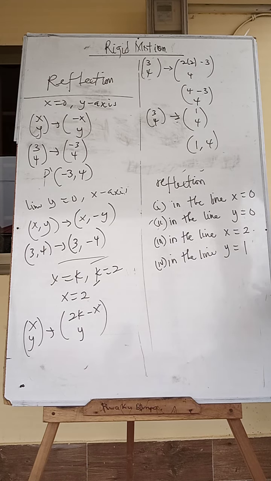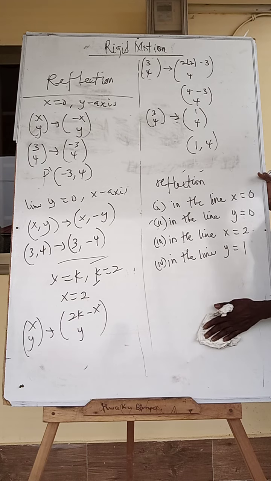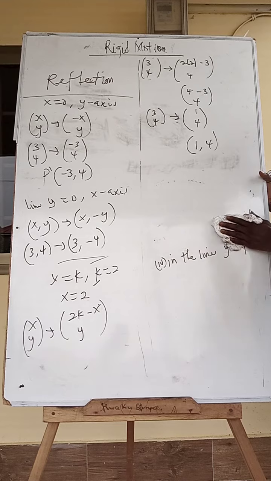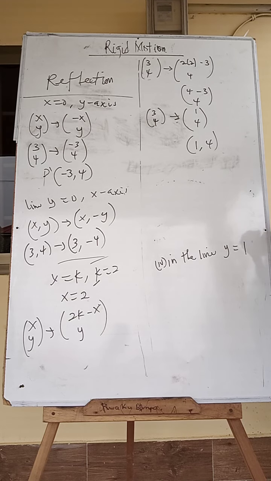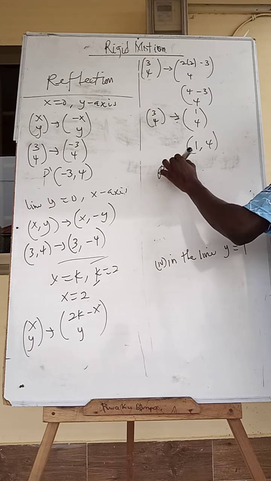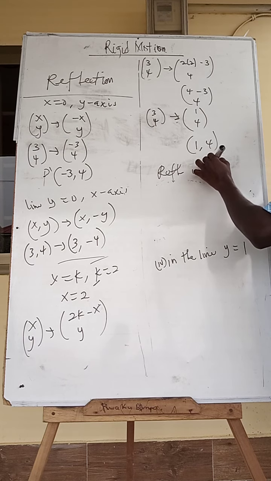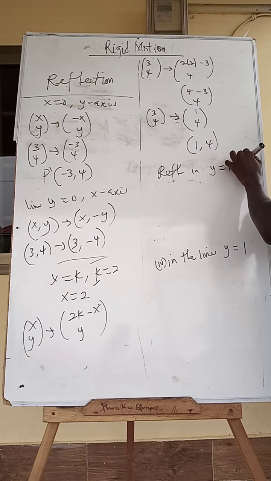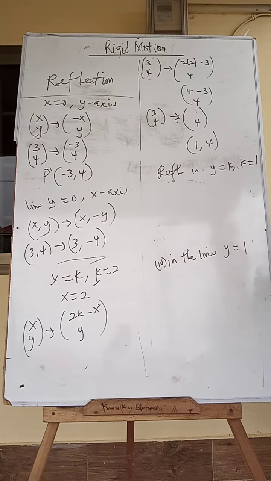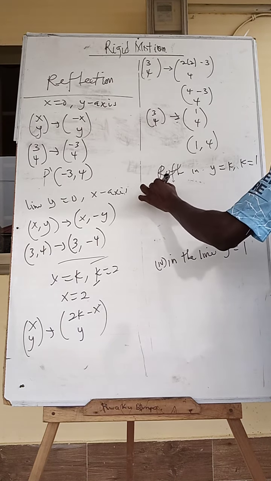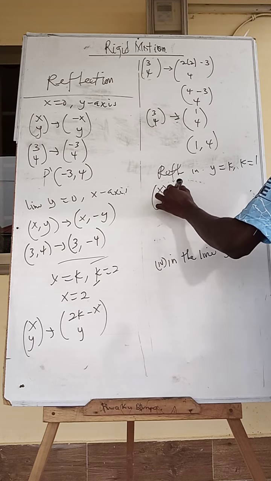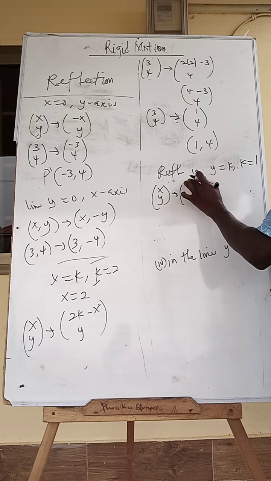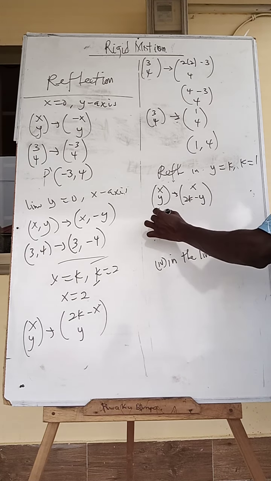Let's do the last one. Reflection in a line y equal k. That is y equal 1. So here our k value is 1. So reflection in the line y equal k, where our k is 1. So reflection in that line, (x, y), as you know, maps to (x, 2k minus y).